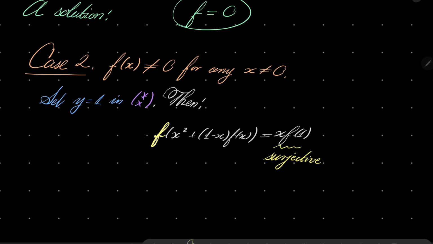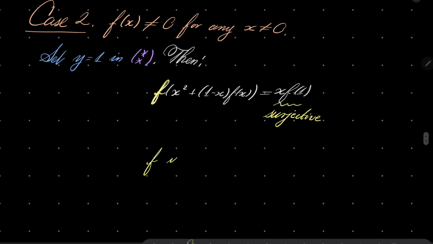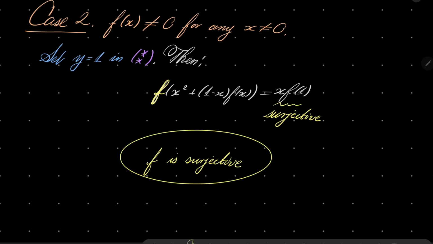So the function f standing outside on the left hand side must also be surjective. Maybe let's write it in a different color. f is surjective. I will call this condition by inverted triangle. All right.